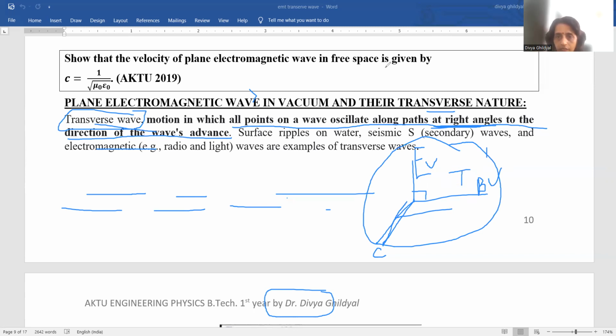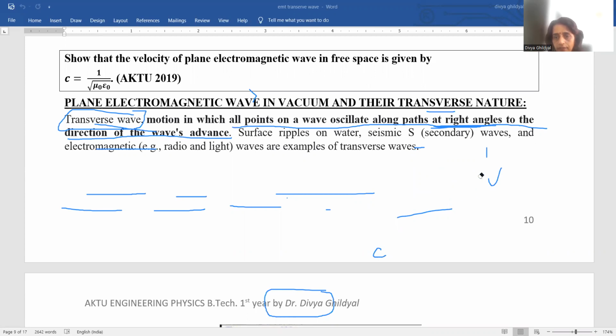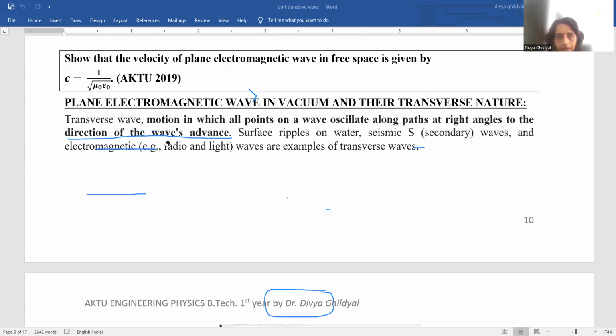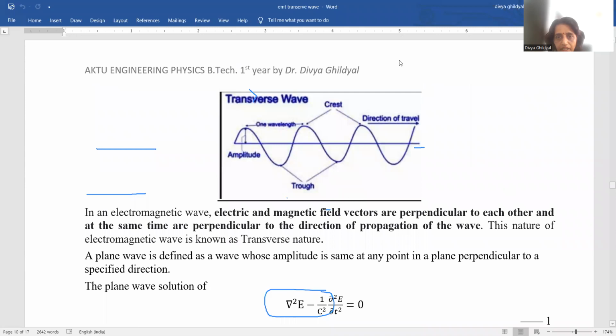Now, in your AKTU exam, you are asked to mathematically prove or show that electromagnetic waves are transverse in nature. Again, let me tell you, it is a lengthy derivation involving lots of tips and tricks. Hence, please keep a printout of this ready on your study table and I can proceed further to explain transverse wave. See, this is a transverse wave. It consists of crest and trough, amplitude, wavelength, and all other properties of a wave.